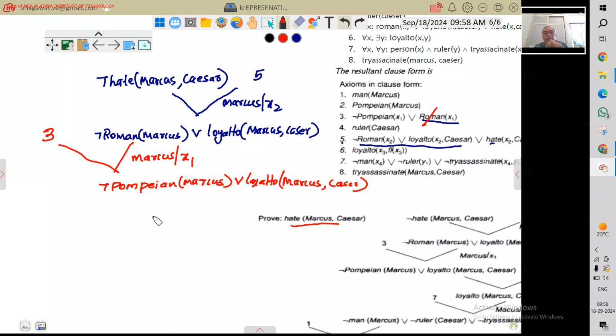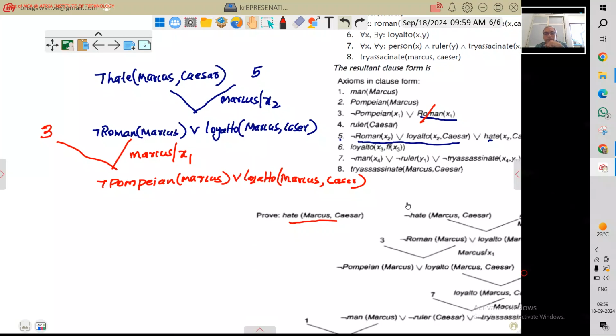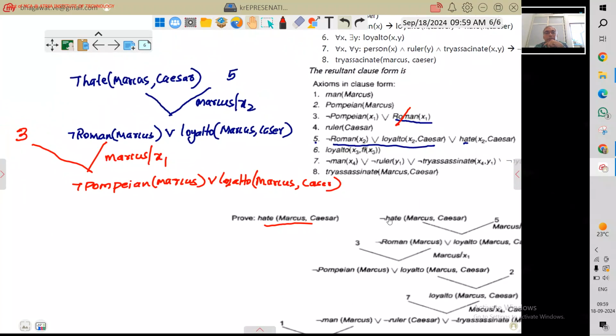Now again we are going to check whether we can resolve. You can see you have negation Pompeian and you have loyal to. Now try to see if anywhere in our clauses we can find a literal so that we can cancel these things. If you take the second clause, you have Pompeian of Marcus and we have negation Pompeian of Marcus, so it can easily be cancelled, right?